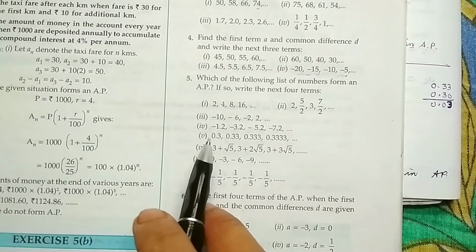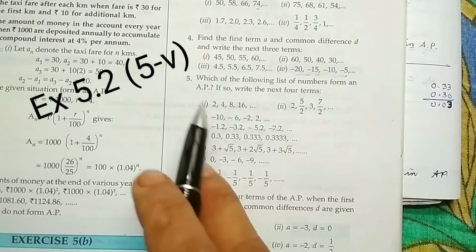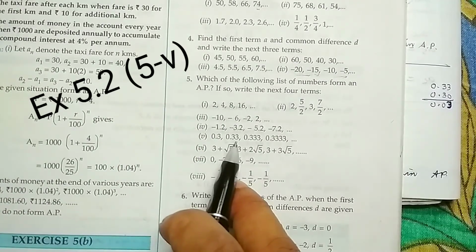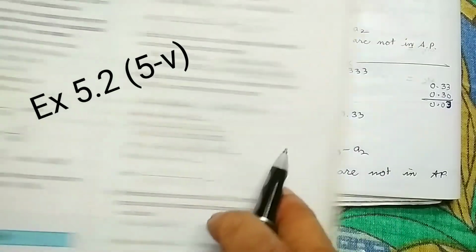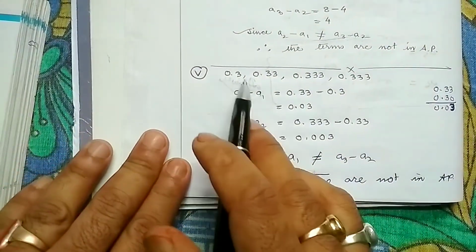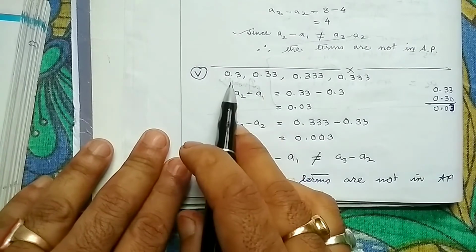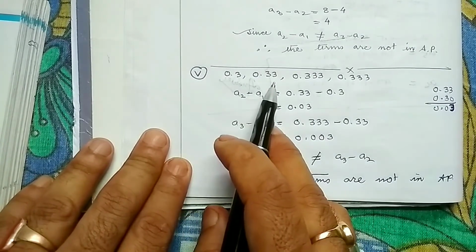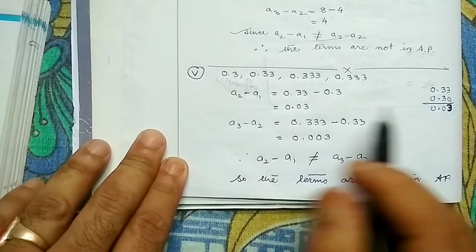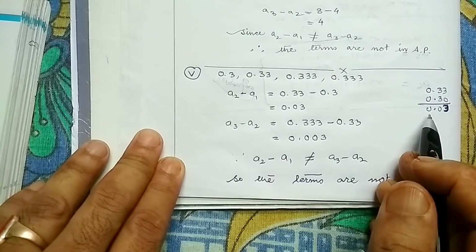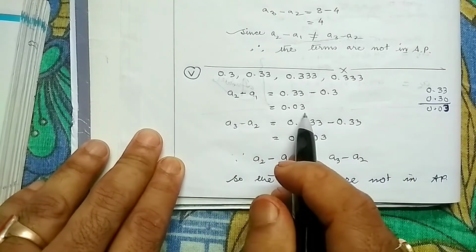Now I am showing the fifth part of question number 5. And here the numbers are 0.3, 0.33, 0.333 and so on. So just see how to do it here. Here first term, second term, third term, fourth term. A2 minus A1. A2 is 0.33 minus 0.3. You can place a 0 here. So the answer is 0.03.